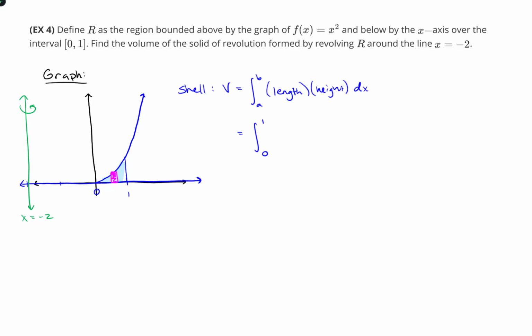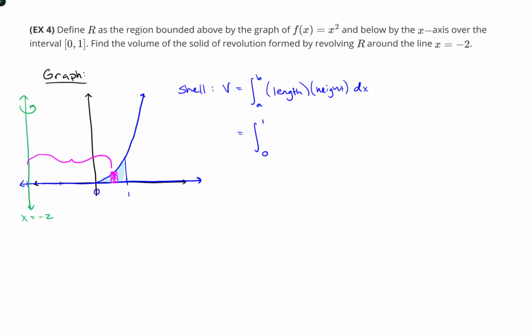The length of each shell. All right, so what happens here is we really need to see how far away each rectangle is from the axis at any point in time. So as this rectangle moves from 0 to 1, the distance of that rectangle from the axis of rotation changes. Now normally we just use x, but we can't just use the position x here because we would need to be rotating around the y-axis.